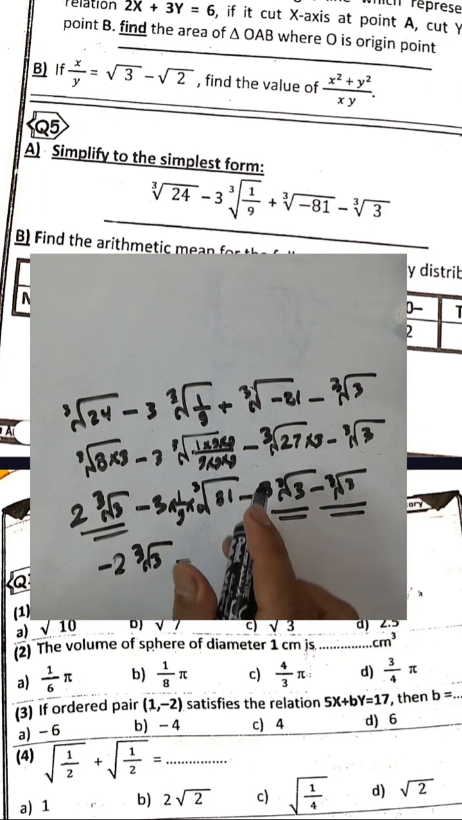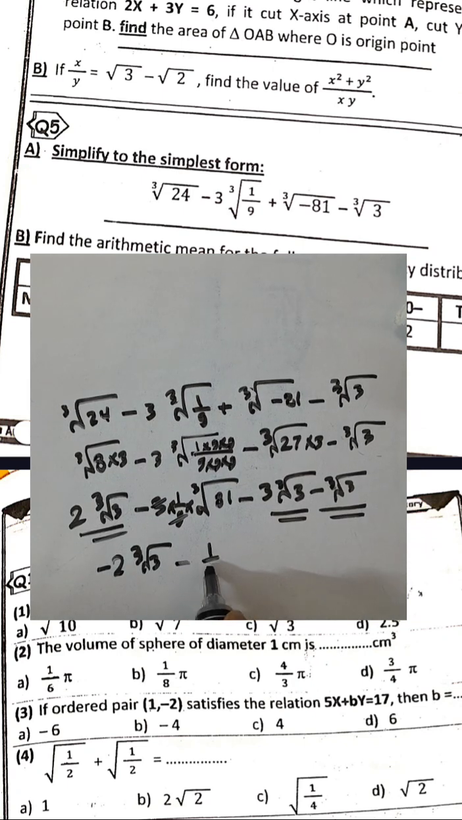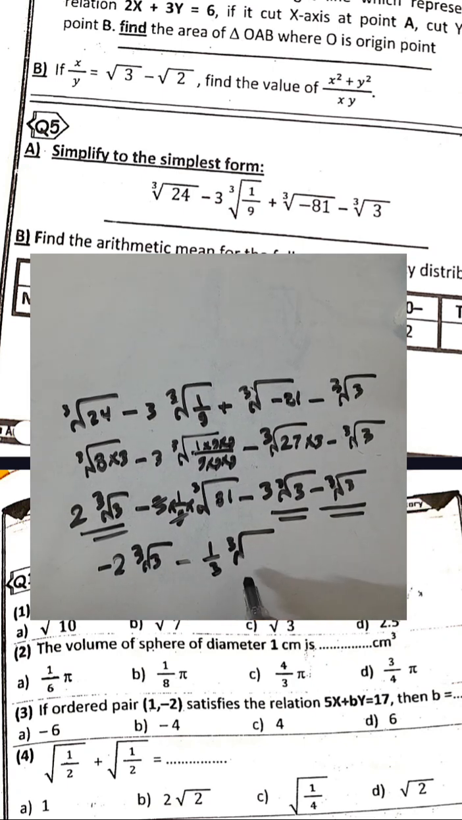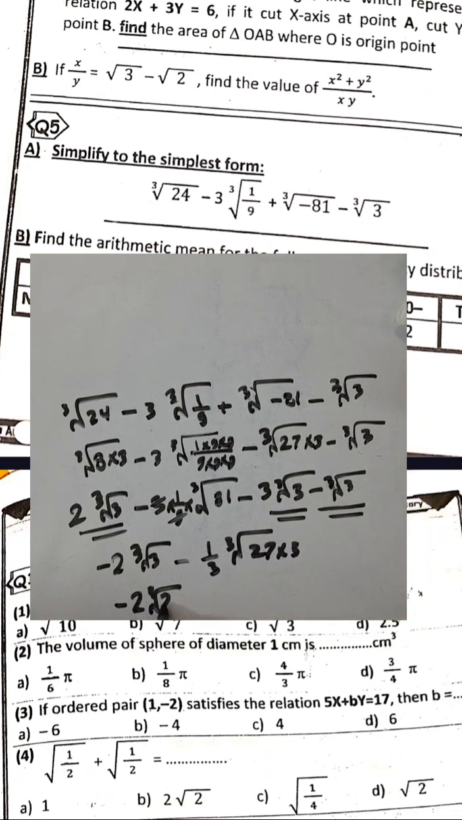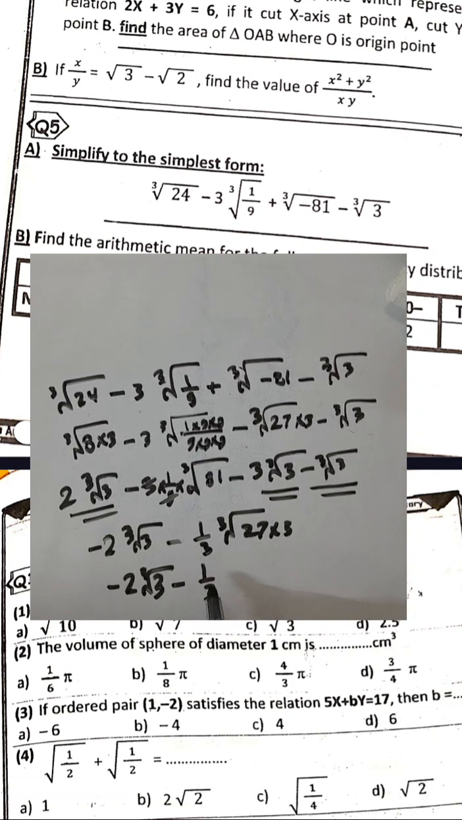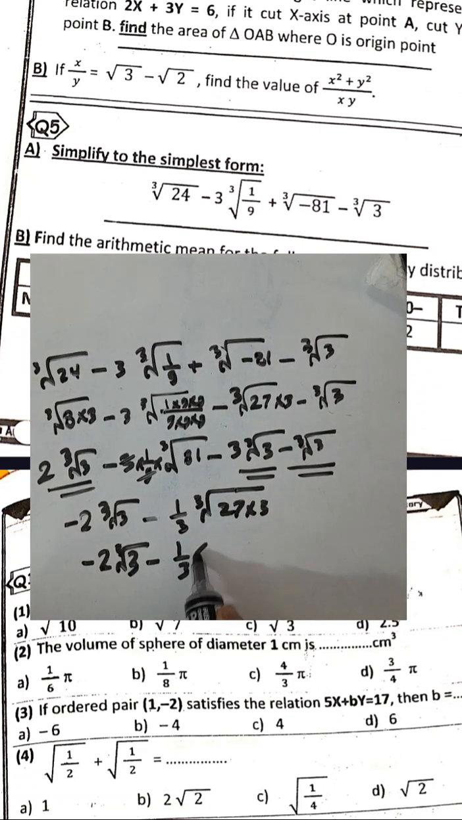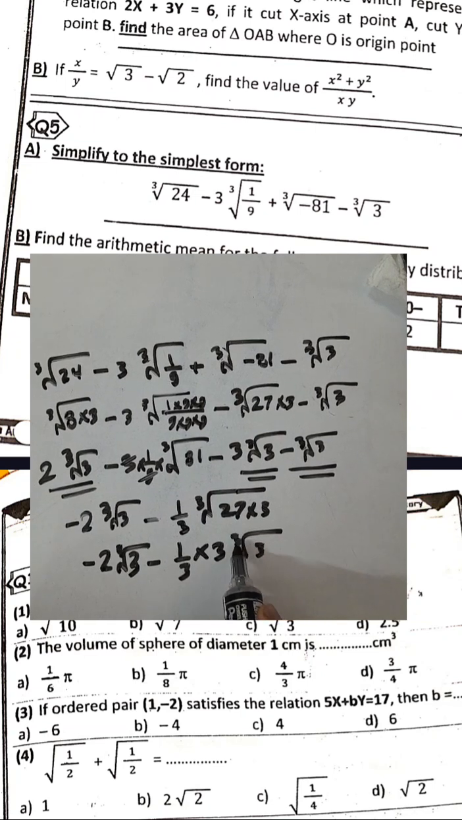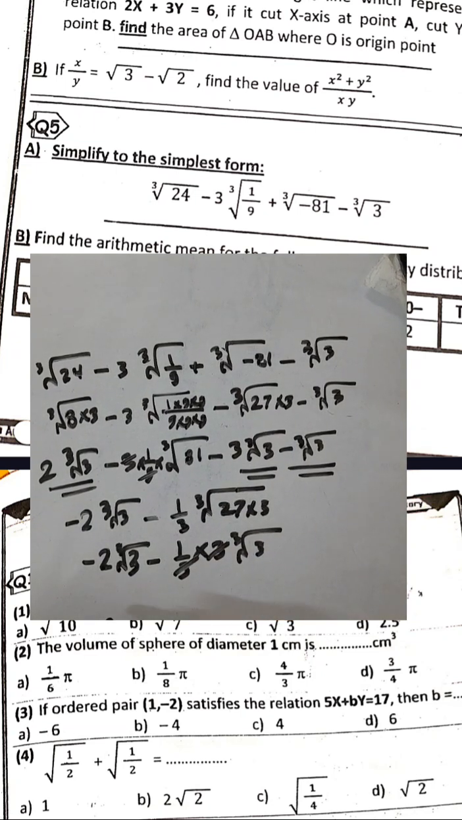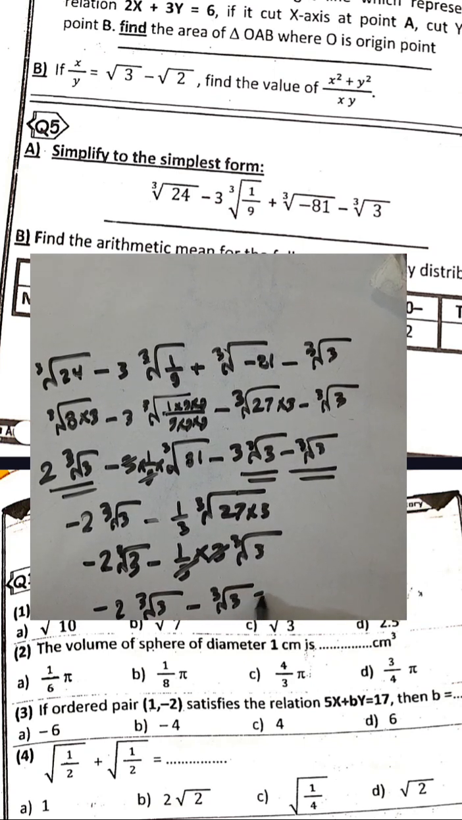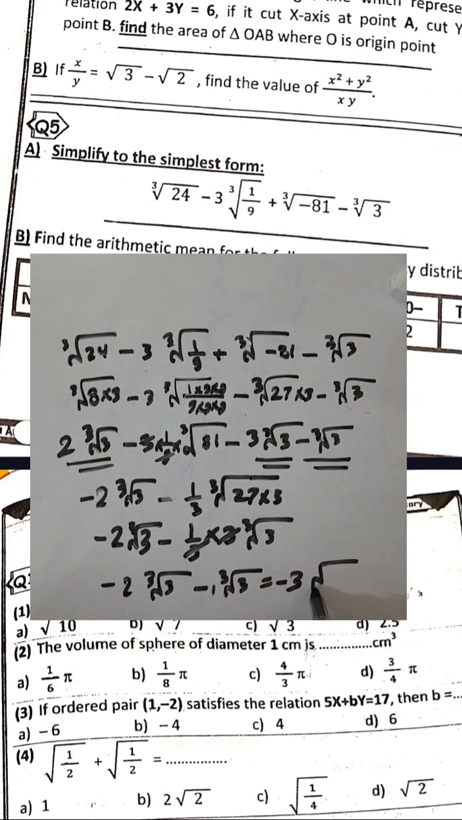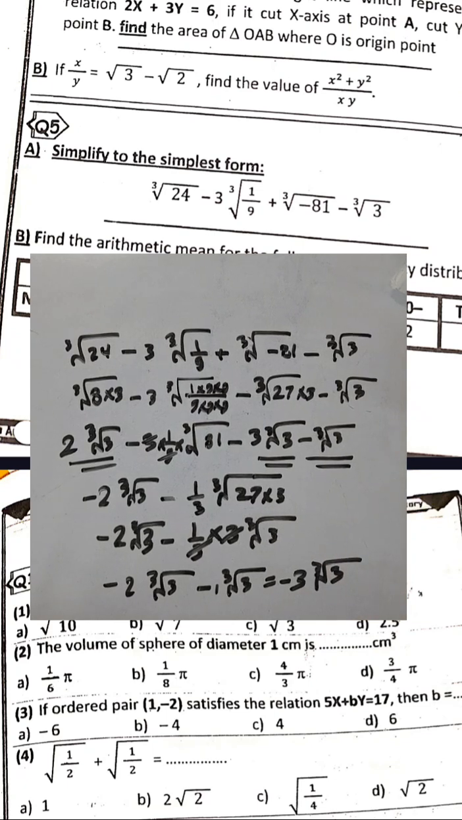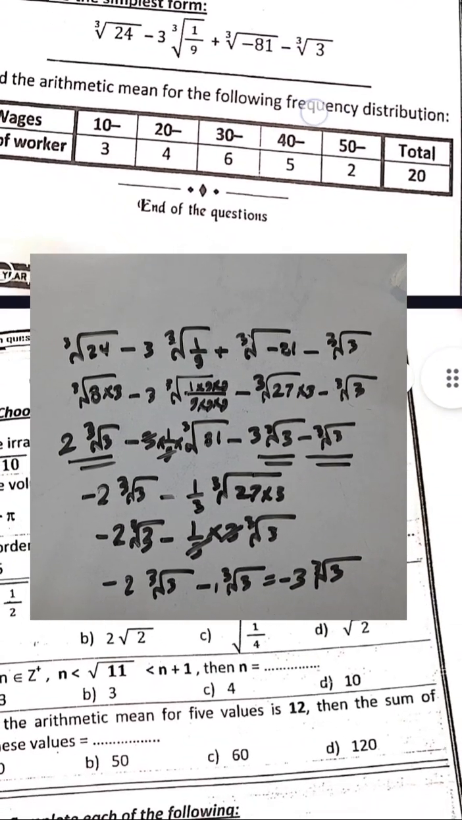And complete this term, write 3 times 9, it will be cubic root of 81, 81 equals 27 by 3. Then we can write 2 times cubic root of 3, subtract 3 times cubic root of 27, which will be 3, and write cubic root of 3, 3 times 3 will be 1. Then the result will be 2 cubic root of 3, subtract cubic root of 3, negative 2 minus 1, it will be negative 3, and the result finishes here: negative 3 times cubic root of 3. Next question, you can find the results very easily, okay?